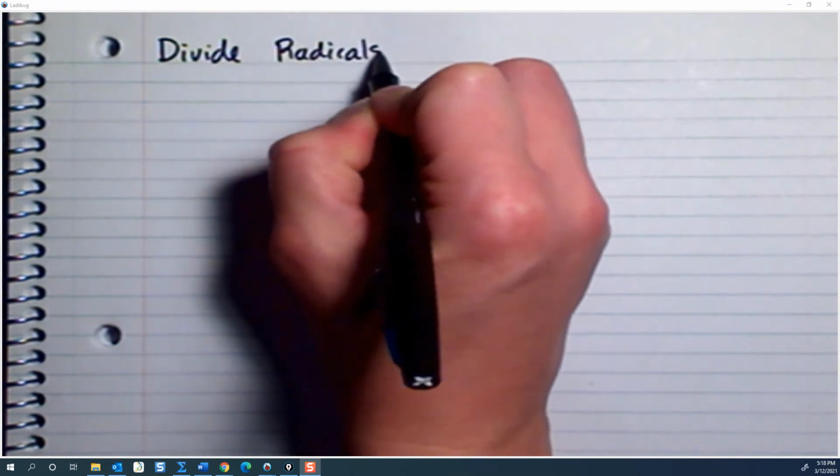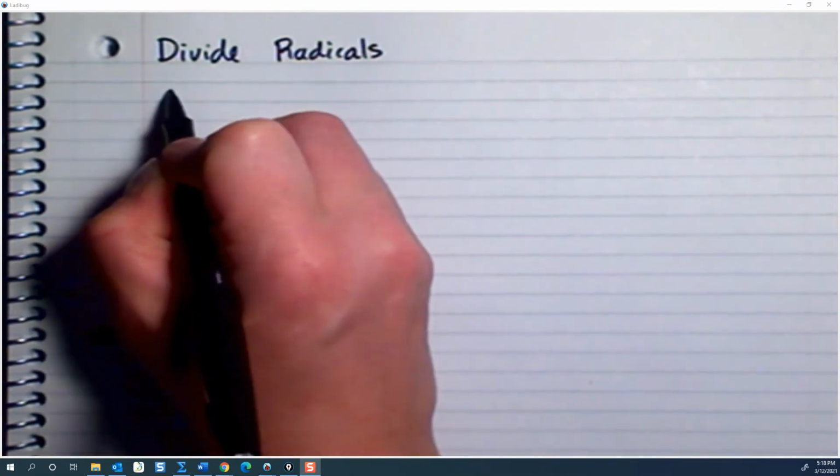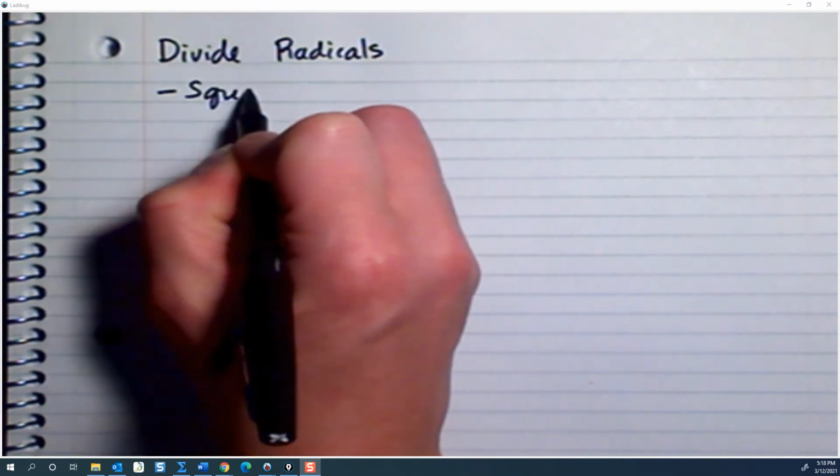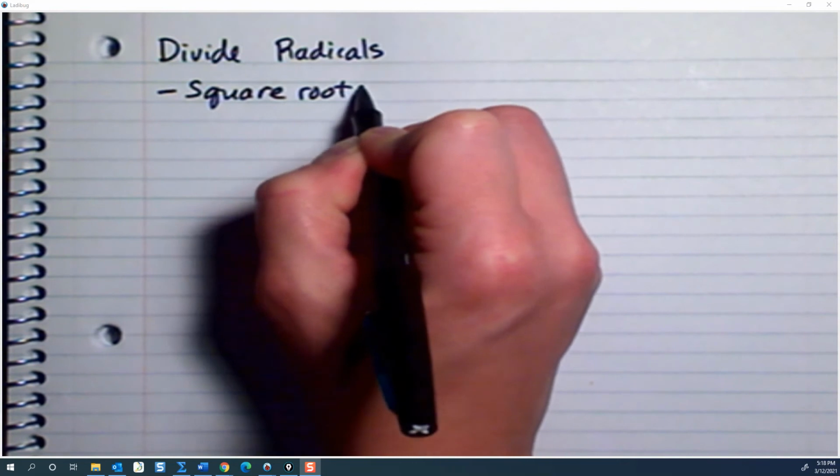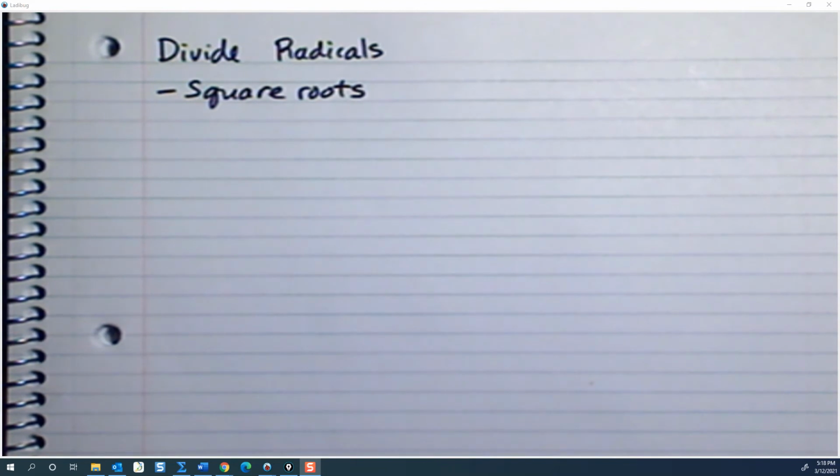So in class, we talked about the square roots. And so I'm going to start with a quick review of dividing with radicals. And we're going to look at square roots. And I'm just going to do one example here.